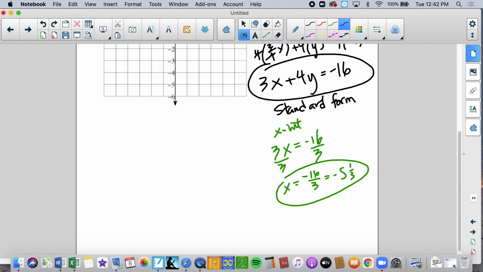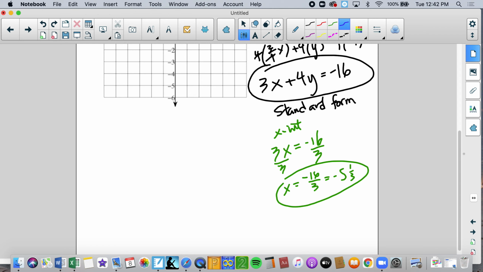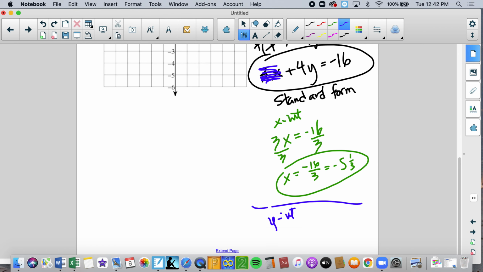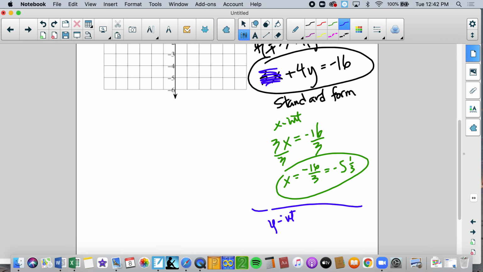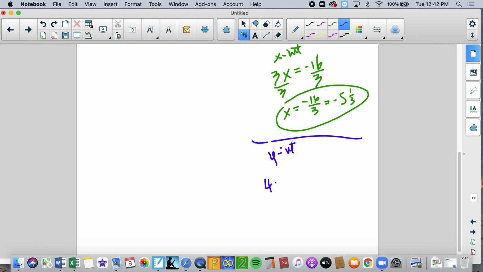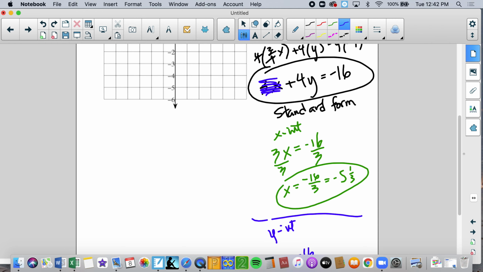So there's my standard form equation. I'm going to cross out the x this time, and I'm left with, well, let's do y-intercept. So my y-intercept leaves me with 4y equals negative 16. Divide by 4, divide by 4. Y equals negative 4. So that would be my y-intercept.